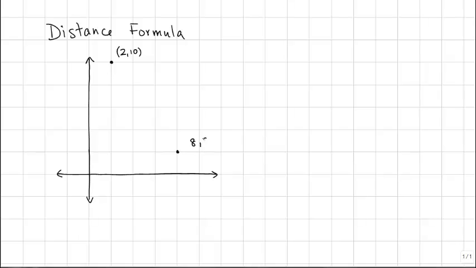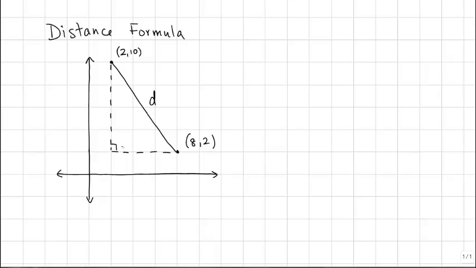So that's 8, 2. What we really want to know is what's the distance between those 2 points, or the length of that line segment. And we can call the length of that line segment d, or we can think of d as just the distance. Now, it doesn't take too much imagination to realize that you can make a right triangle by drawing a vertical line segment and a horizontal line segment. And now you can think of d as the hypotenuse of this right triangle.